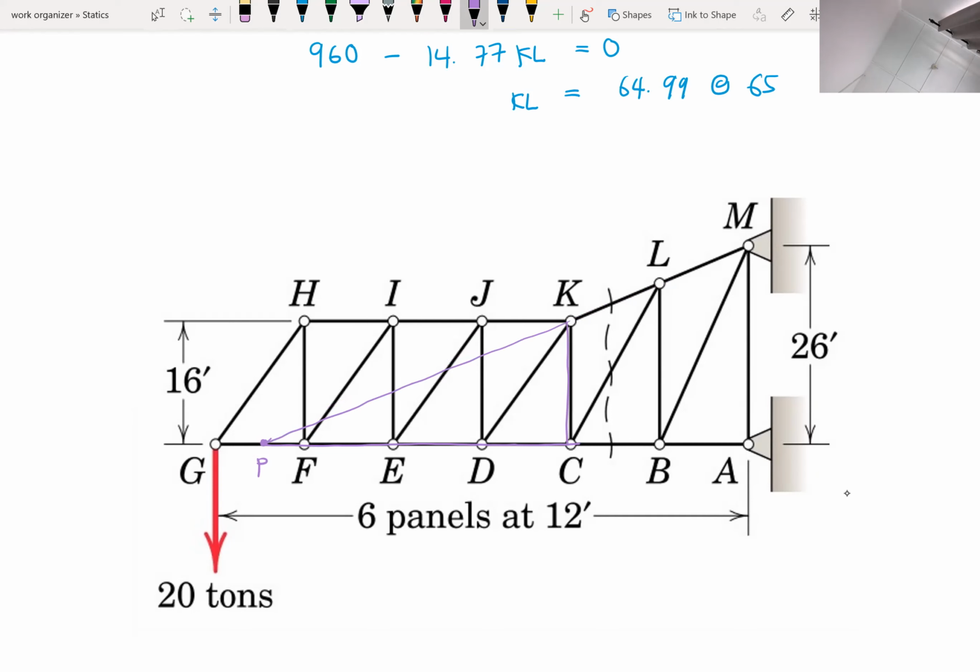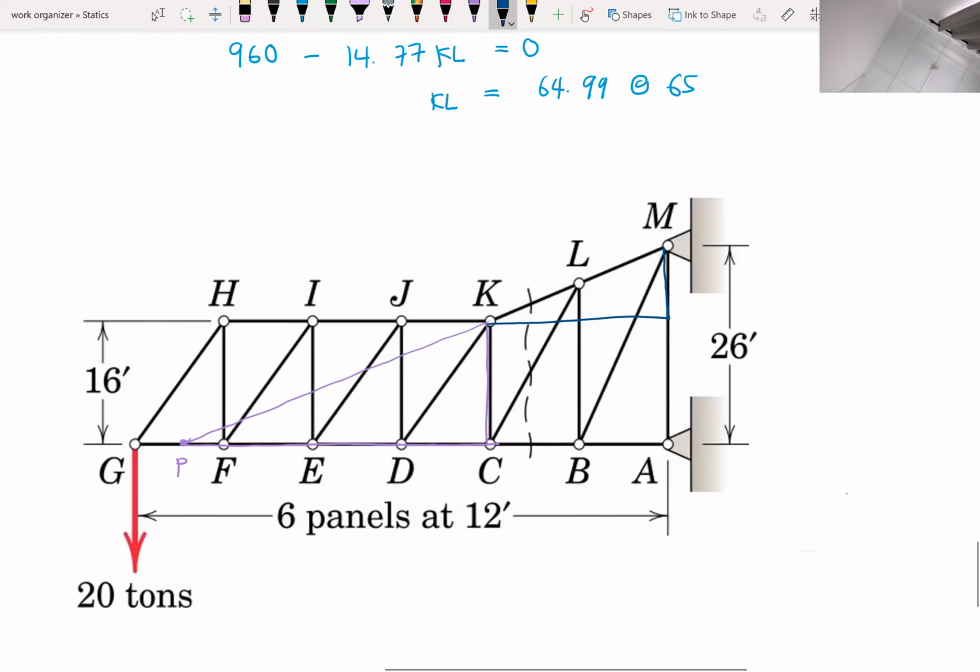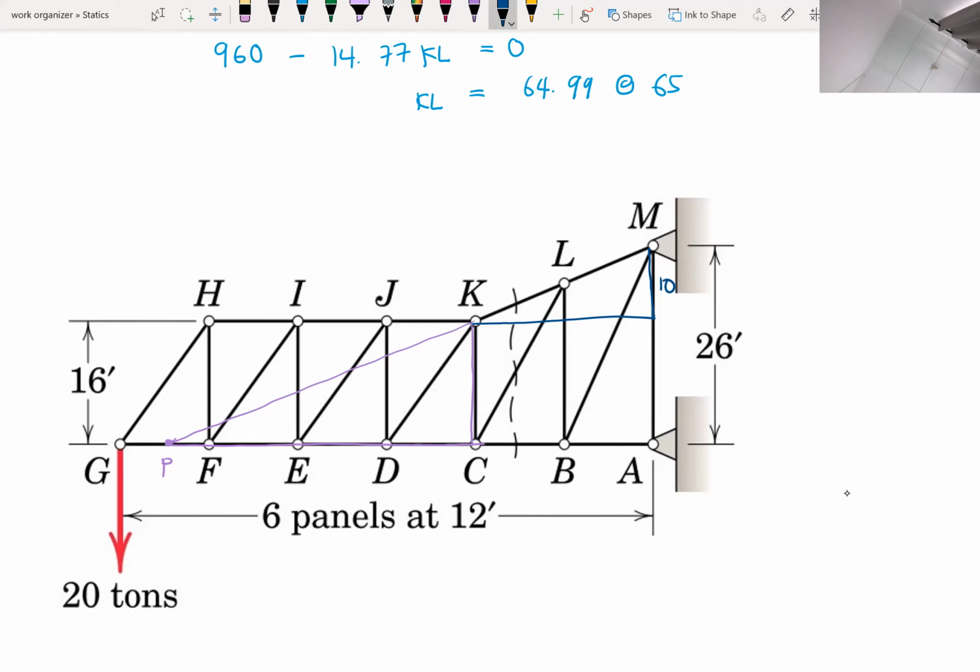This time we have to use the comparison concept. Notice that we can compare with this triangle. Because we know the distance, this one, the distance is 10, which is 26 minus 16. And then this one is 12 multiplied by 2, we know it is 24. For this one, we know the distance is 16.